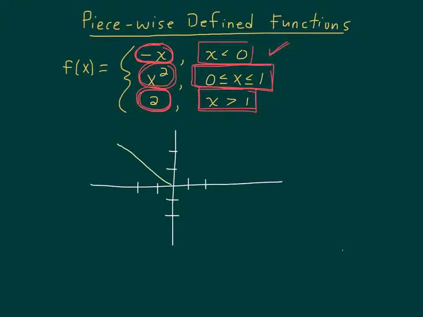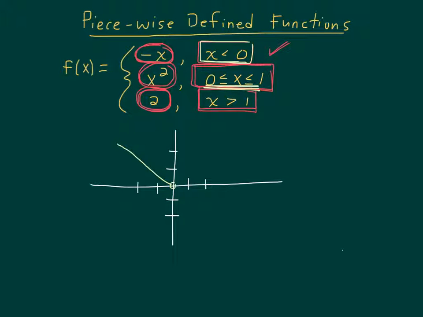Now at 0, notice 0 is not included. Okay? 0 is not included. So we want to have an open circle right there at the origin where x is 0. So I'm not going to keep going into the fourth quadrant because it's only defined for where x is less than 0. Next we have to draw x squared, and we're only going to draw x squared between 0 and 1 for those x values.